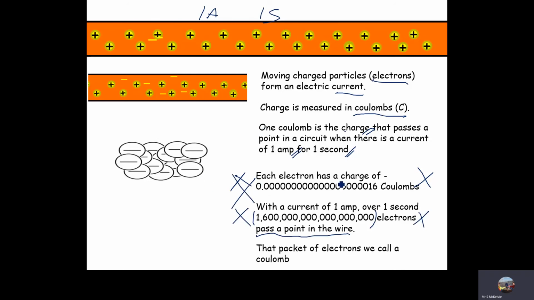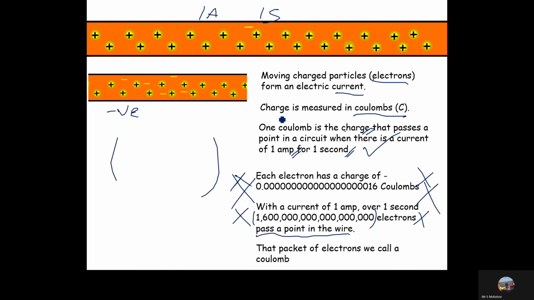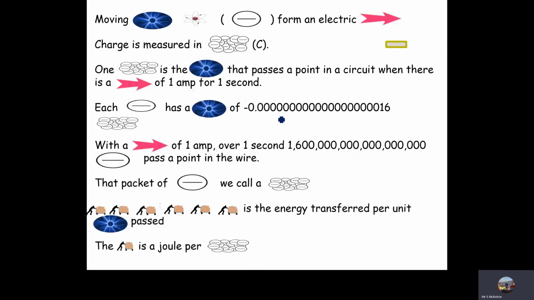You don't need to remember this, it's just an explanation, but you do need to remember this. 1 coulomb is a charge that passes a point in a circuit when there is a current of 1 amp for 1 second. The amount of electrons, the packet of electrons, we call a coulomb. Now this is the icon that I use for a coulomb because it's a packet of negatively charged particles, so they're electrons. Now, this task is given to you in your form. Please answer that.